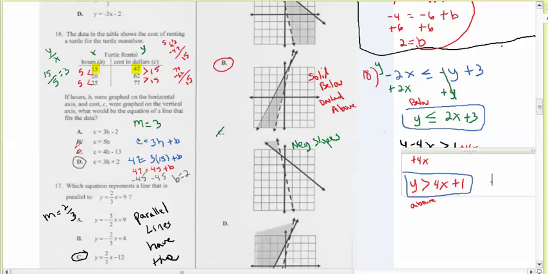is, come on, get away from there. I'm having a hard time with this. Okay, is moving the -4x to the other side. So now I have y is greater than 4x plus 1.